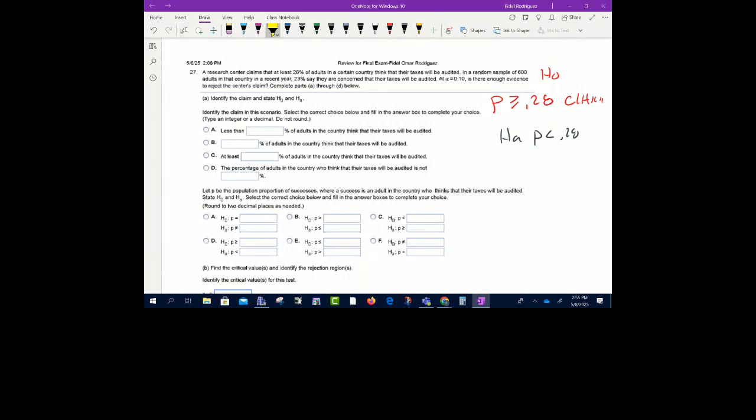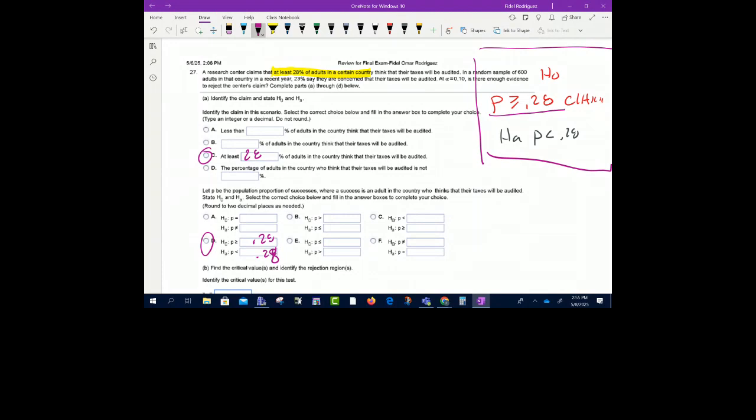For the first part, it's actually pretty straightforward. At least 28%. I'm going to choose choice C, at least 28%. It's already written there for me. Now when I get to the second part, this is exactly why I'm writing this stuff. This is the hope. I'm looking for the hope that's going to say P is bigger than or equal to. That is choice D. So P is bigger than or equal to 0.28 for the Ho, and P is smaller than 0.28 for the Ha.